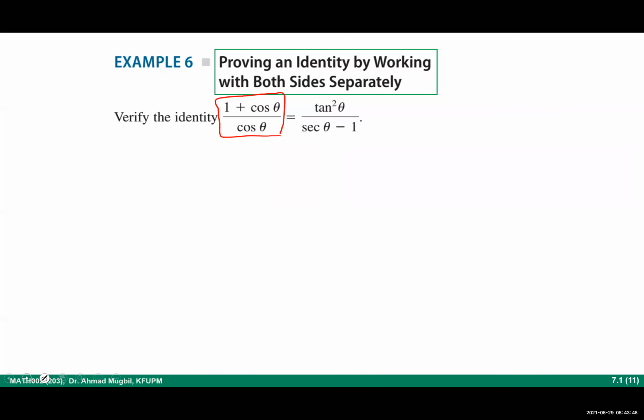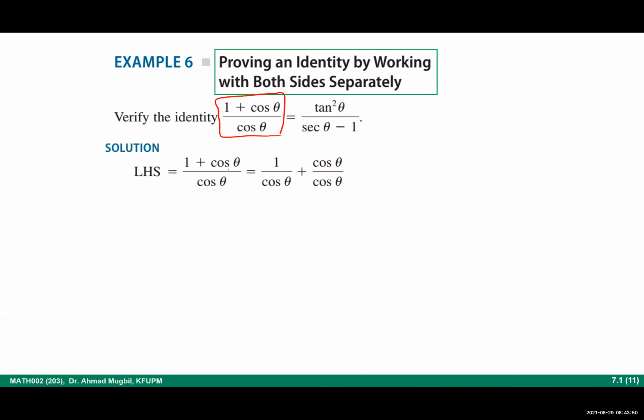Now we have 1 plus cosine over cosine. What we can do here, Shabab? We can separate here. It will be 1 over cosine plus cosine over cosine. 1 over cosine is what? Secant. Cosine over cosine is 1. So are we close now to what we want? Is this similar to what we have here? No. So we may stop here.